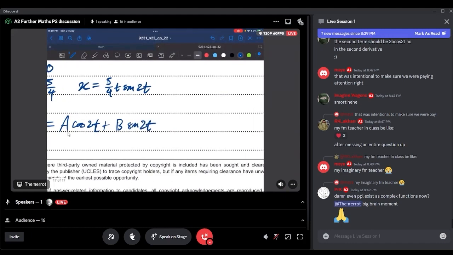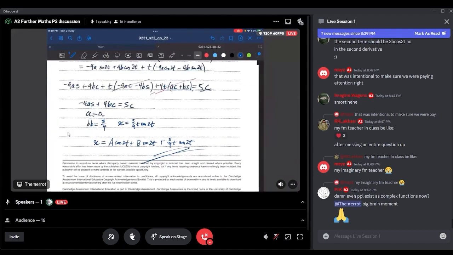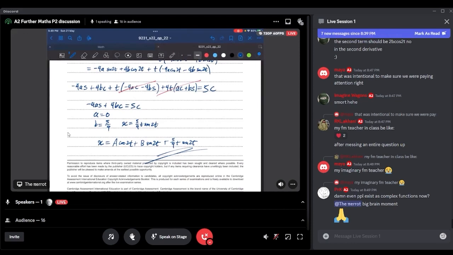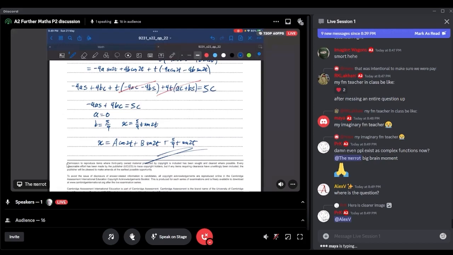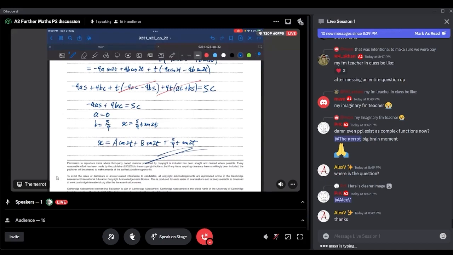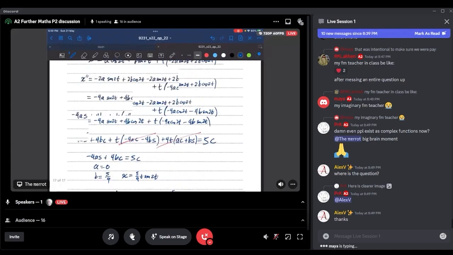Okay? And I'm not sure what the particular integral... No idea. I have no idea. The question is up there. What big brain? What big brain is there? I don't think I did anything that's big brain. I hope this helps.